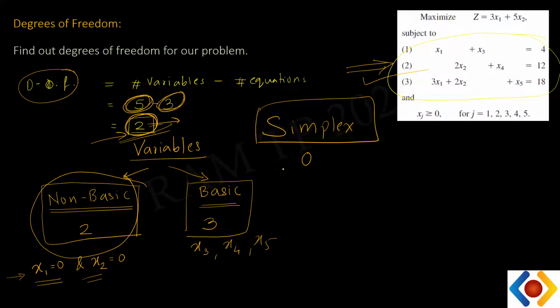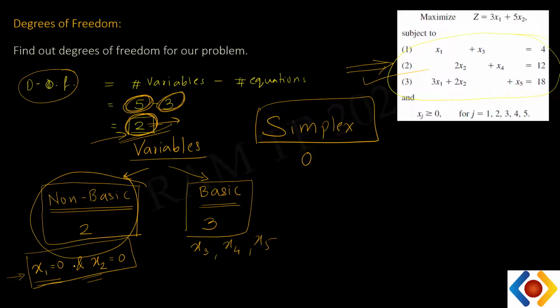For this specific problem, we have 2 degrees of freedom. That means 2 variables are going to be non-basic variables, and those variables will always be equal to 0. Which are those 2 will vary for each corner. But to begin with, we start with x1 equal to 0 and x2 equal to 0. That's at our origin, so that's our starting point. Clear now?